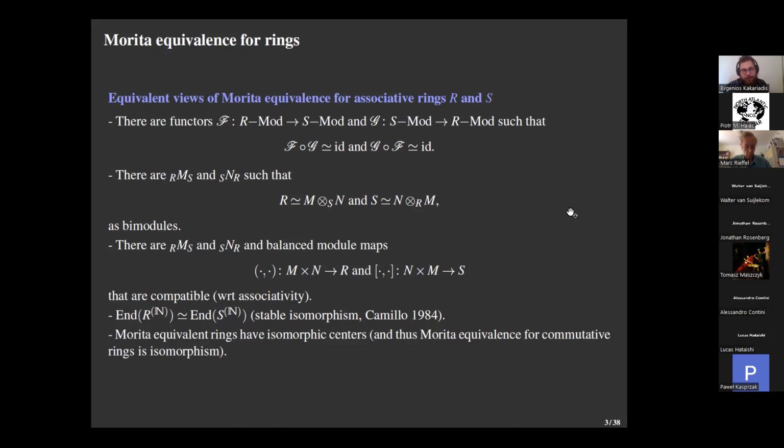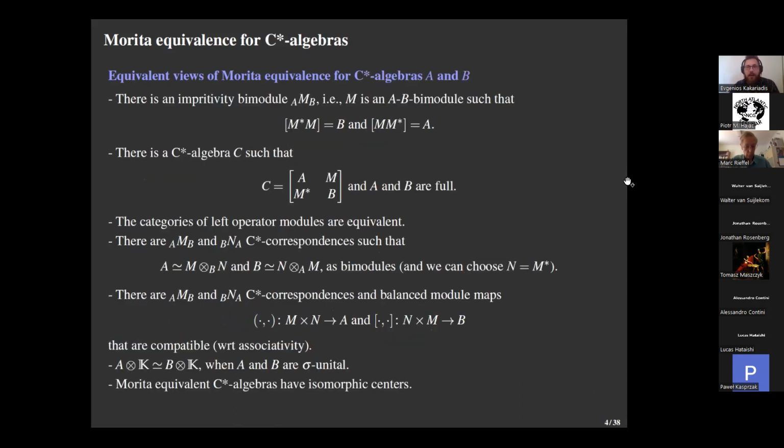Right. And then things get more interesting in operator space theory, starting with the work of Rieffel for C*-algebras. There you can have a notion of Morita equivalence that now has some things that are common and some things that are slightly different. So for C*-algebras A and B, we say that they are Morita equivalent if and only if you can find what's called an imprimitivity bimodule M over A and B, so that M*M gives you B and MM* gives you A.